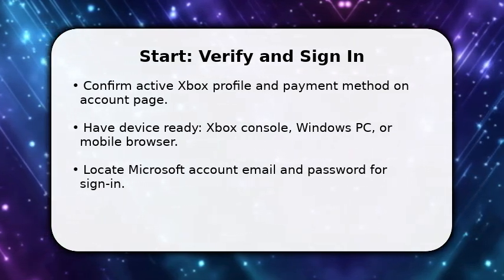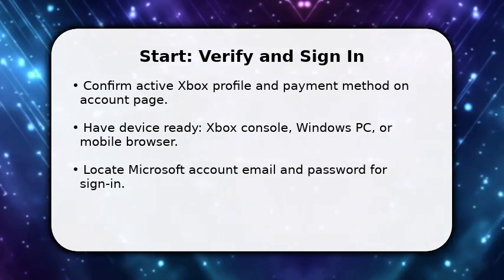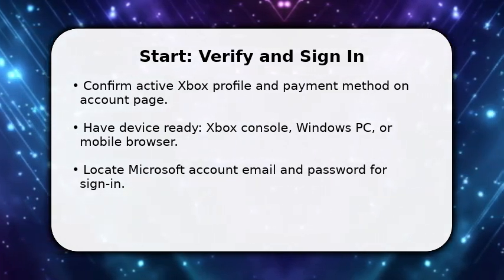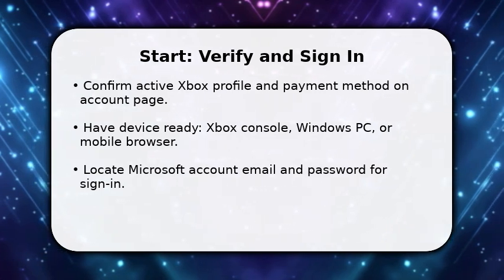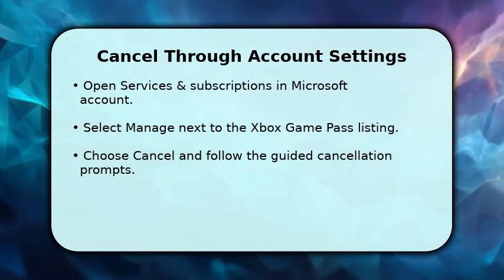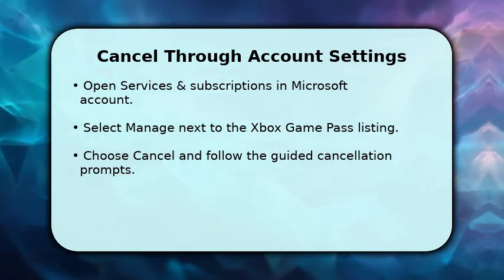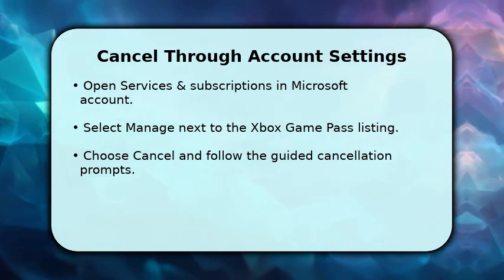Now open the Microsoft Account Services page or the Xbox Settings app and navigate directly to subscriptions, so you can find Game Pass without delay. You'll now navigate the cancellation flow. On the Services and Subscriptions page, locate Xbox Game Pass and click Manage. This centralizes billing and renewal controls.